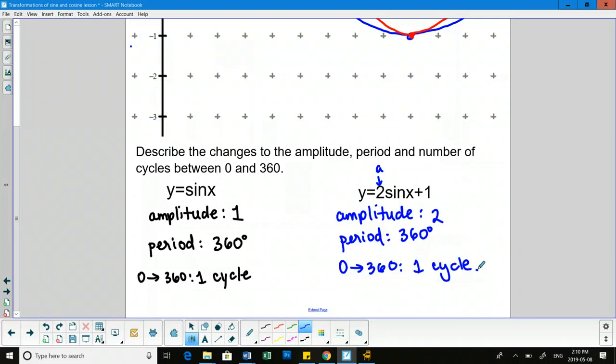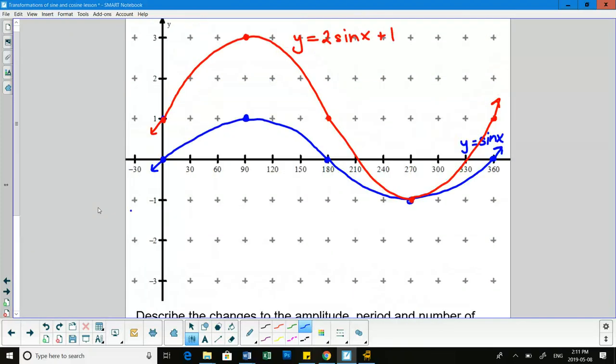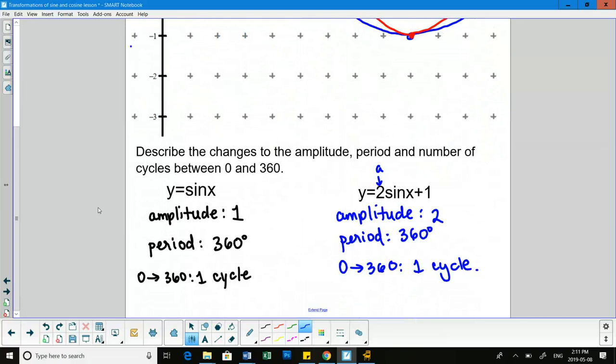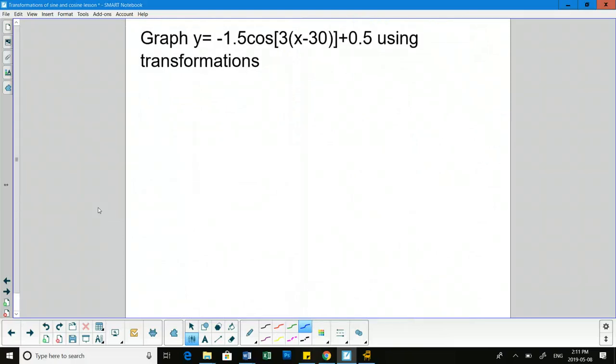Okay, so the k value, that stretch or compression factor, horizontally is going to affect the length of the cycle and subsequently the period. The amplitude, that's affected by our a value, stretch and compression. Any questions on this one? Okay, can I flip to the next page? All right, next one.